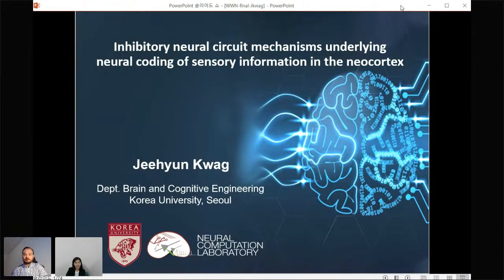So this talk will be covering part of the neocortex, barrel cortex, and how the barrel cortex processes information using different patterns of spikes and how those spike patterns are arising from different interneuronal networks.